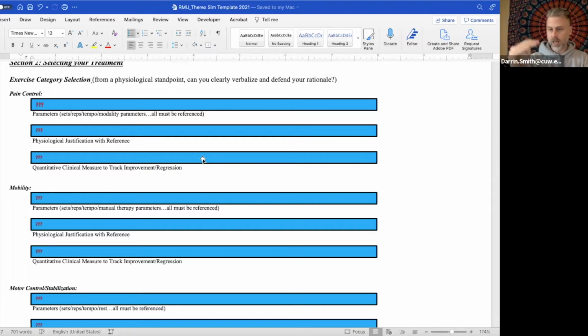So there's some variation there, and ultimately, your patient has to have some buy-in and want to do it and feel like it's helping them. Otherwise, you should be utilizing something else in that time frame.